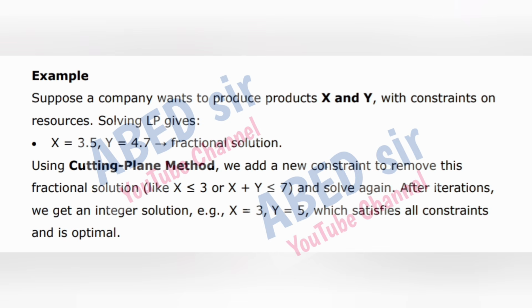Using the cutting plane method, we add a new constraint to remove this fractional solution, like X less than or equal to 3 or X plus Y less than or equal to 7, and solve again. After iterations, we get an integer solution, for example, X equals 3, Y equals 5, which satisfies all constraints and is optimal.